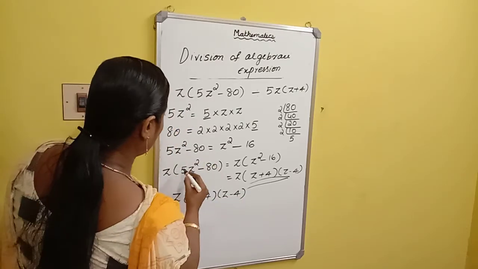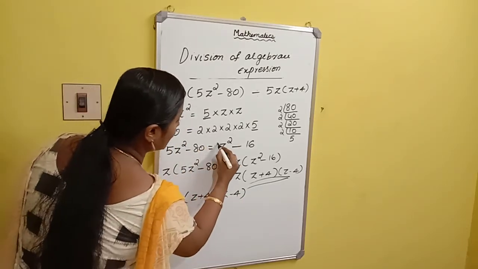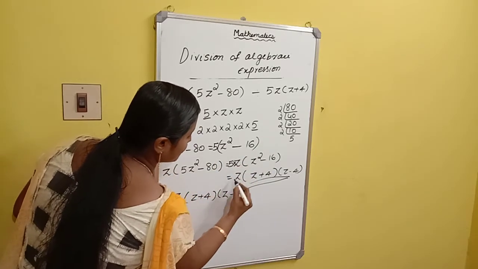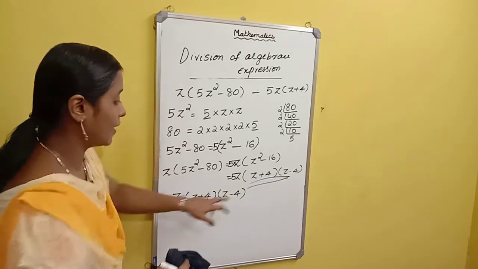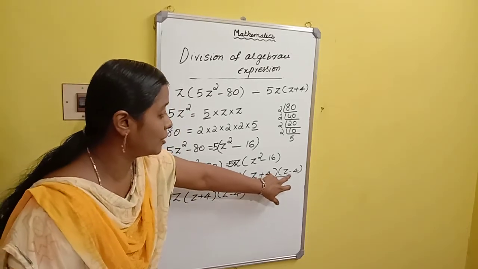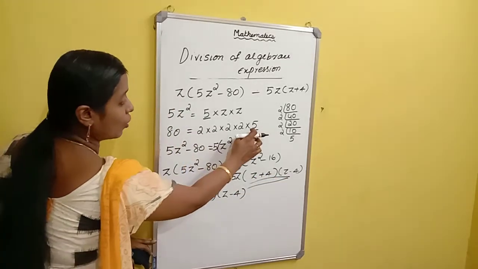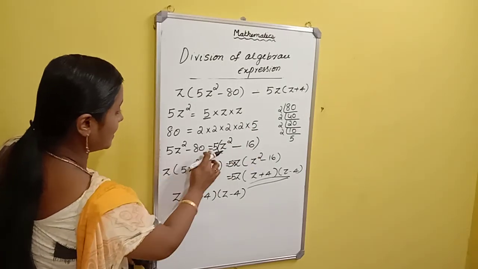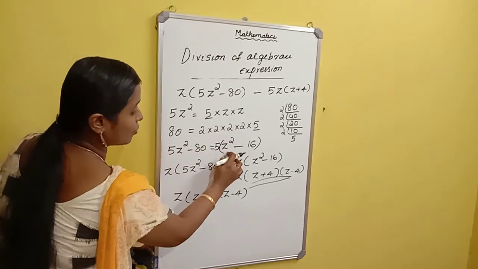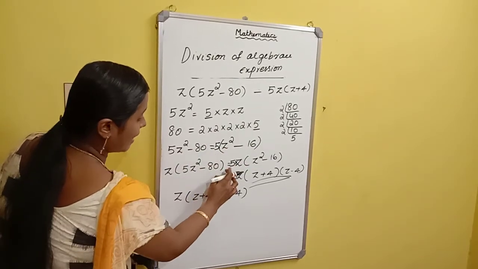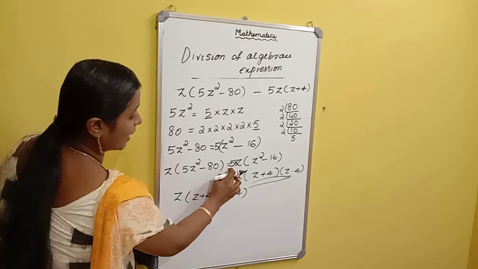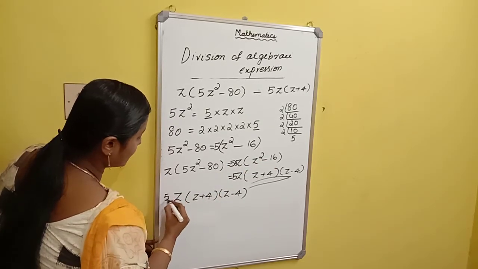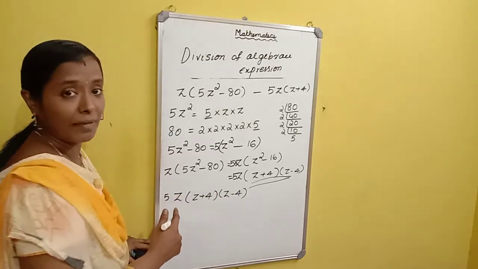5 is common, no? So 5z square, here it is 5z. I just forgot a 5z. 5z into z plus 4 into z minus 4, because 5 is common, no? So 5 into z square minus 16. Here 5 is common, then z square minus 16. After that z into this means what? 5 into z into z square. And then here it is 5 into z into z plus 4 into z minus 4.